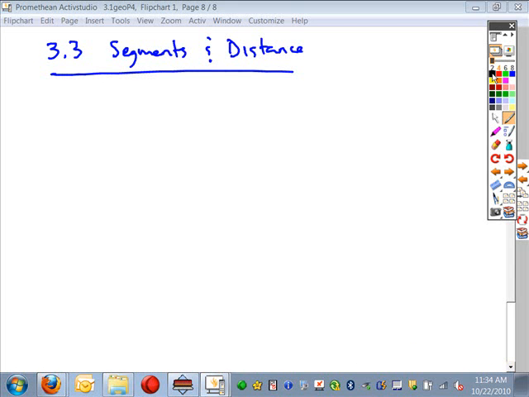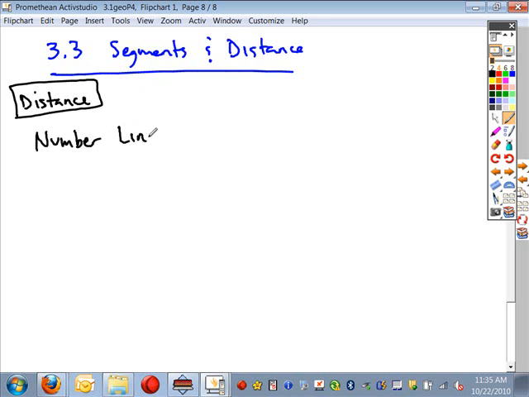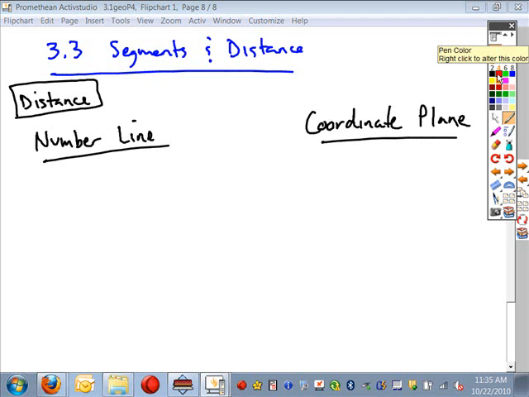The first concept that we're going to talk about here is distance. When you talk about distance, you're talking about the measure of the length of some object. So what we're going to start with is just distance on a number line, but we're also going to talk about distance on a coordinate plane. These are two kind of distinct things. They're treated differently, even though they kind of represent the same thing.